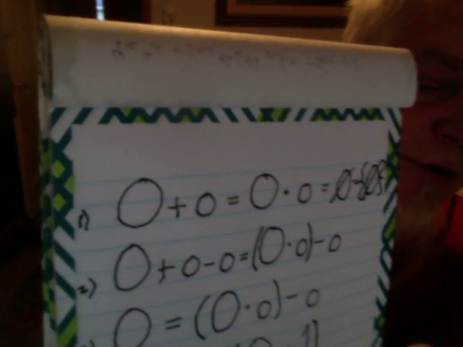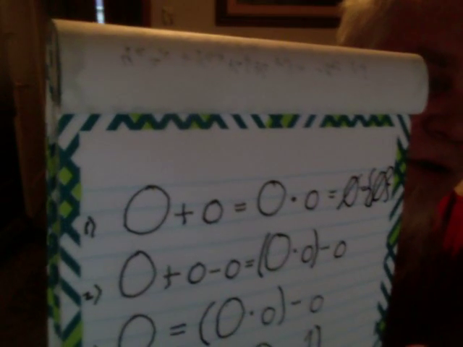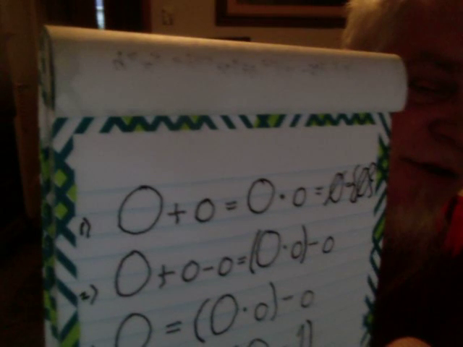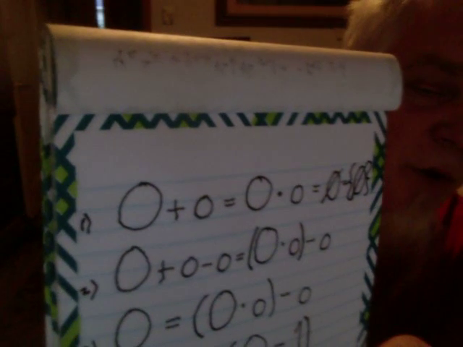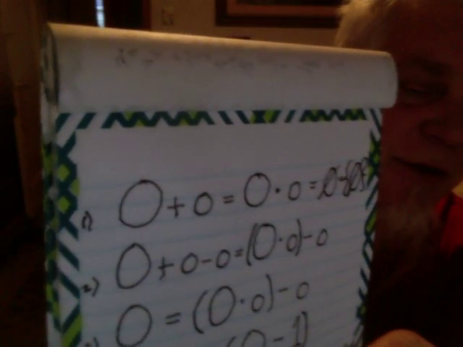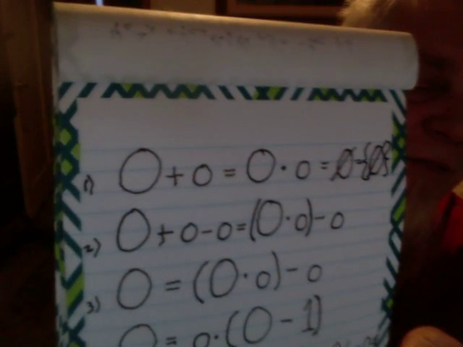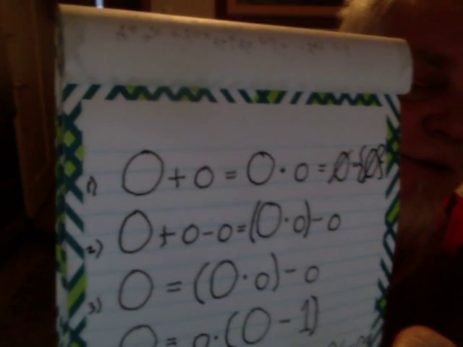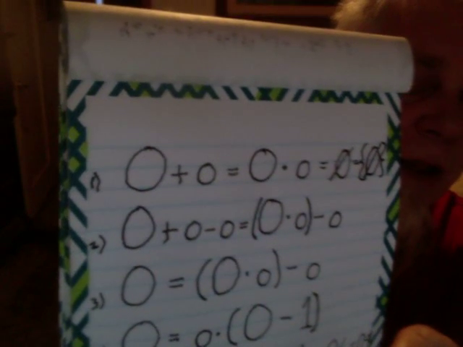And step number two, you have the large 0 plus the small 0 minus the small 0 equals the quantity, the large 0 times the small 0, minus the small 0. And then the third step, we simplify the left-hand side, and that just leaves the large 0 equal to the quantity, the large 0 times the small 0, that quantity less the small 0.